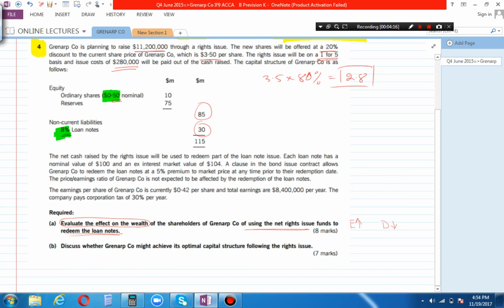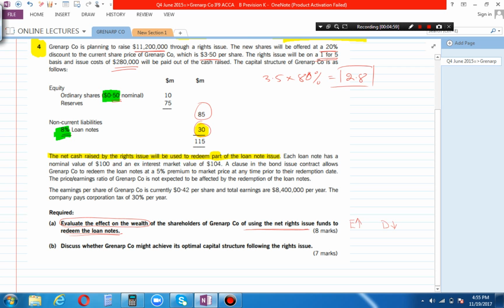Okay, what else? The net cash raised by the rights issue. This is the most important statement of this question. The net cash raised by the rights issue will be used to redeem part of the loan notes issued. So once we issue rights, we'll have money. We'll use that money to redeem some of the loan notes, right? Some of the loan notes, not all of the loan notes. So if part of the loan notes are redeemed, obviously we'll have a different level of debt finance. We'll not have 30 million, we'll have less than 30 million debt finance.